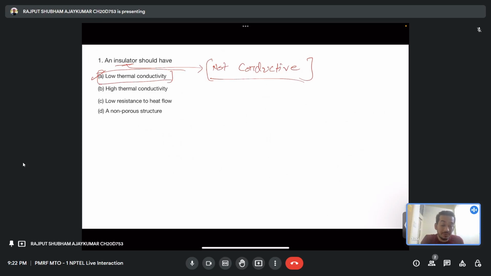So this is the thing that you need to remember: what are insulators, what are conductors, what are capacitors? These are terms that will come up later in the course as we proceed through the entire tenure of the course.